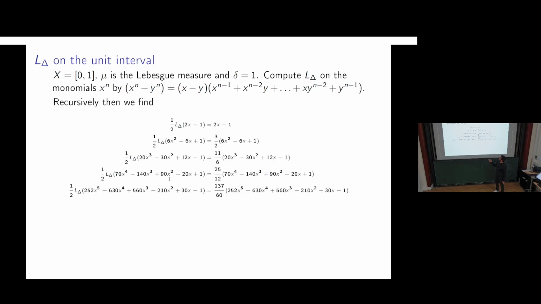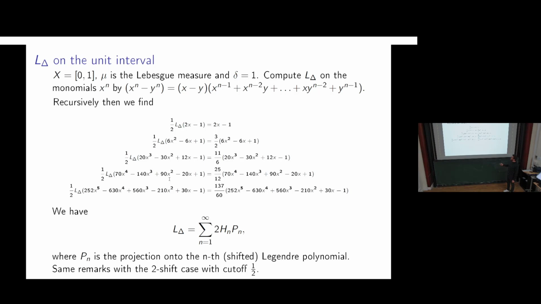So you can get a closed formula for the image of this under the operator. So do you see the eigenvalues here? This is 1, 3 over 2, 11 over 6, 25 over 12, 137 over 60. Does anyone know what this sequence is? Well, they are the harmonic numbers, exactly. It's the sequence of harmonic numbers.